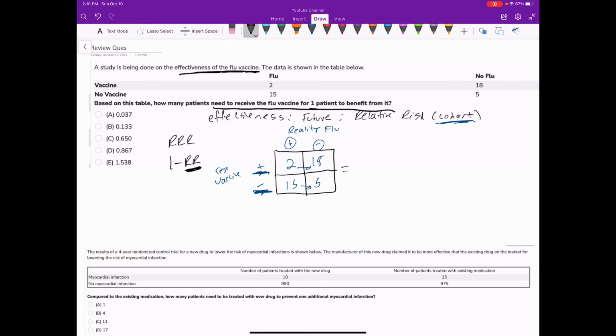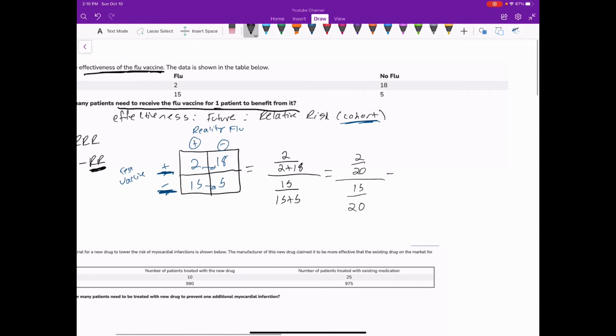Okay, so what are we going to do? We're going to start from the top because they're asking about receiving the flu vaccine. So if they receive the vaccine or not is what we're testing for. So we're going to go 2 over 2 plus 18, not bad, over 15 over 15 plus 5. Decent. So we have 2 over 20 over 15 over 20. And I'm not doing this math in my head because I don't want to mess up on the test. So I'm going to pull up the calculator and I'm going to go 2 over 20. I'm going to get 0.1. I'm going to go 15 over 20. I'm going to get 0.75.